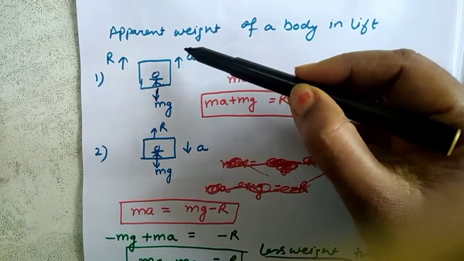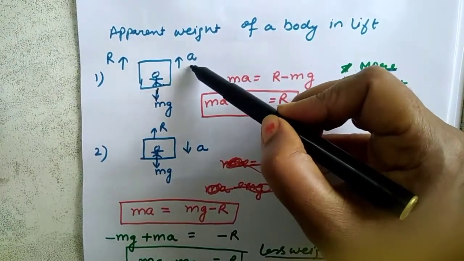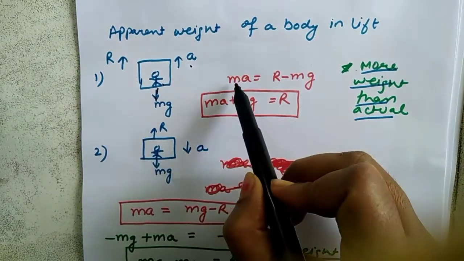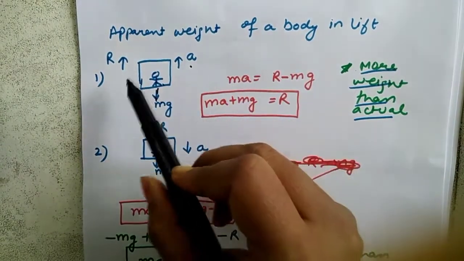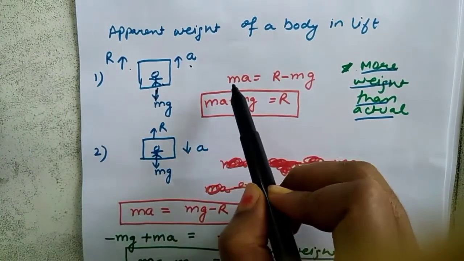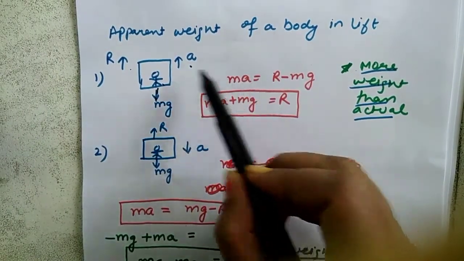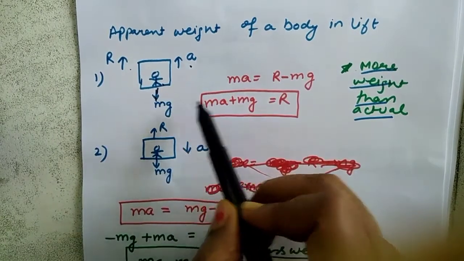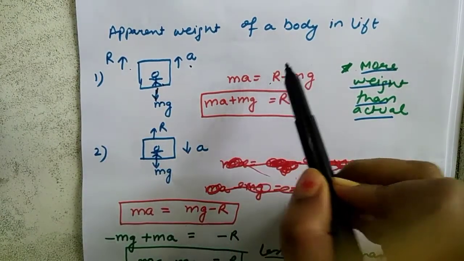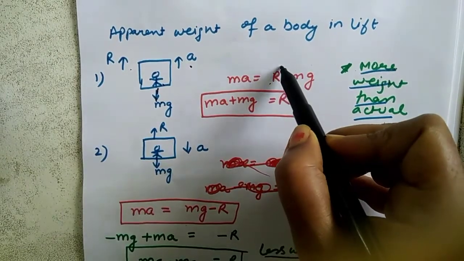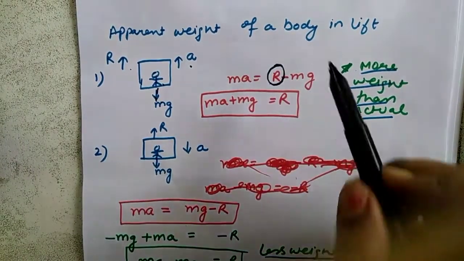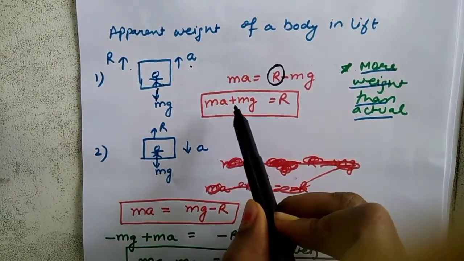Now in the previous video also I told you, you just have to figure out which side the acceleration is. Acceleration is upward, so you write here m into a. R is on the side of acceleration. So the net equation will be ma equal to R minus mg. That means if I have to find the reaction, it will determine how much the weight of the body is. So R will come out equal to ma plus mg.